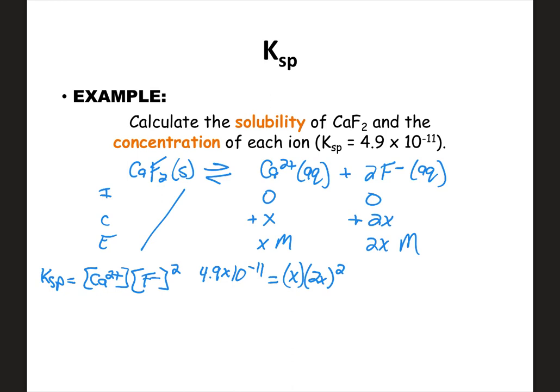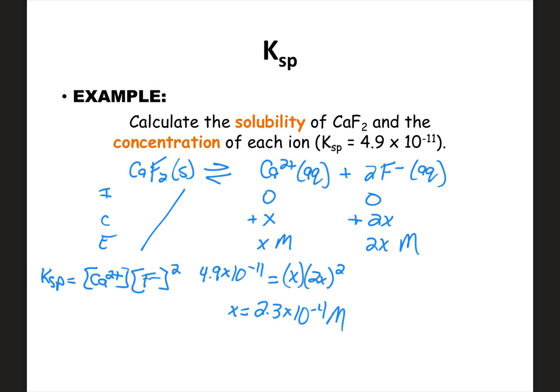When you solve for X here, it does come out to be 2.3 times 10 to the minus fourth molar. All right, so now we want to know the solubility of the compound and the concentration of each ion. Remember here, X is the molar solubility of the compound. If you look at the ratio here in the balanced equation, for every one of this, there's one of the calcium. For every one of this, there's two of the F minus. So X here is the concentration of the Ca2+ and the concentration of the CaF2.